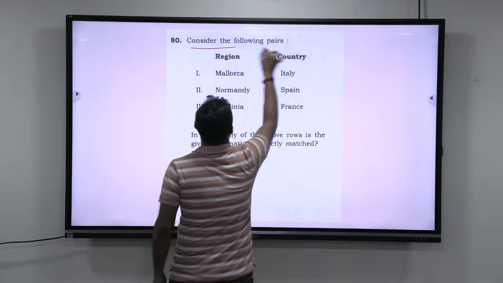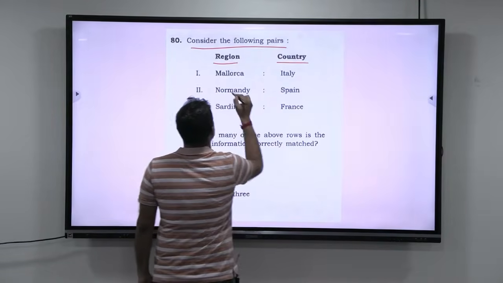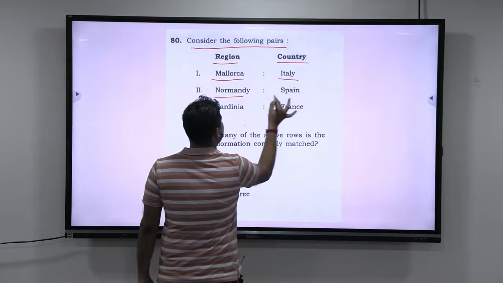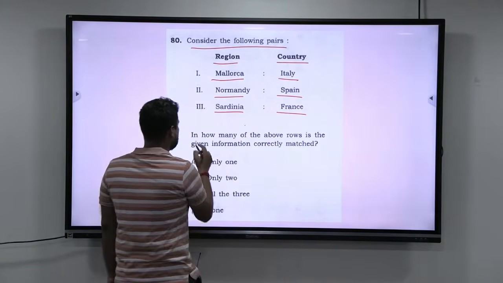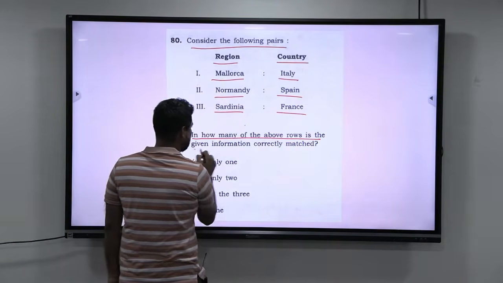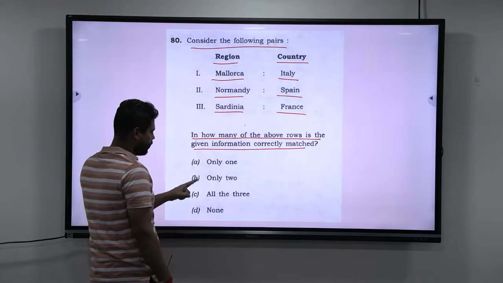Look at this. Consider the following pairs. You have region, you have country. You have Mallorca, Italy, Normandy, Spain, Sardinia, France. In how many of the above rows is the given information correctly matched? Only one, only two, all the three, none.